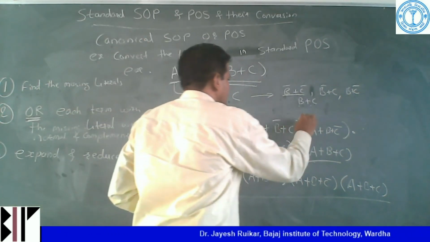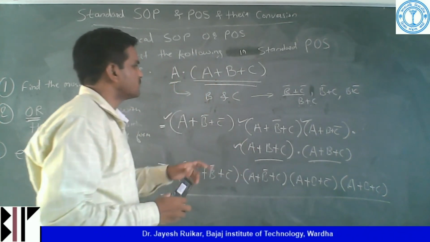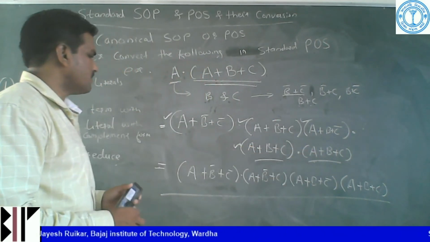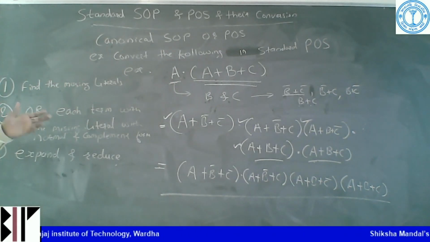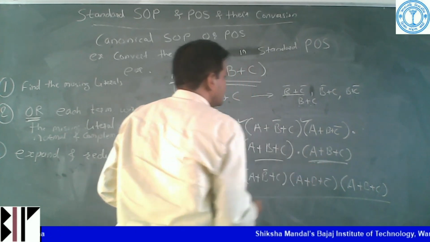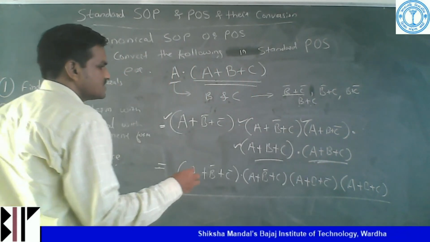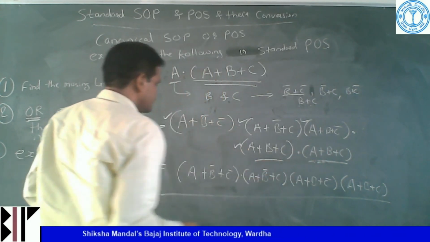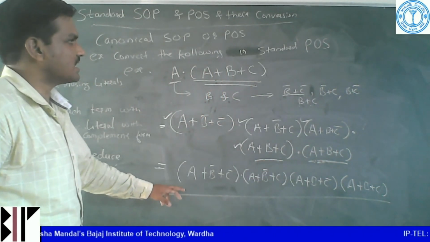These four combinations are there: first, second, third, fourth combination. This term is as it is, I have kept it here. Now the third step is you have to expand. We have already expanded it and then reduced it, so expansion is not required here. Reduce means removing or omitting the similar terms. And this is my final answer.